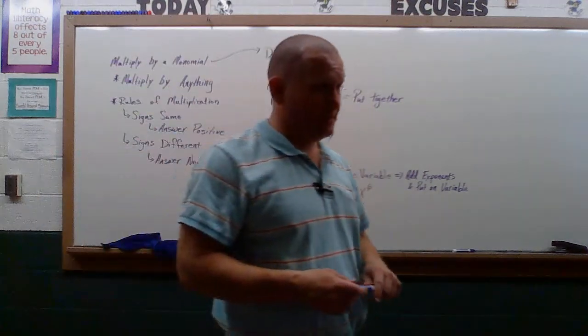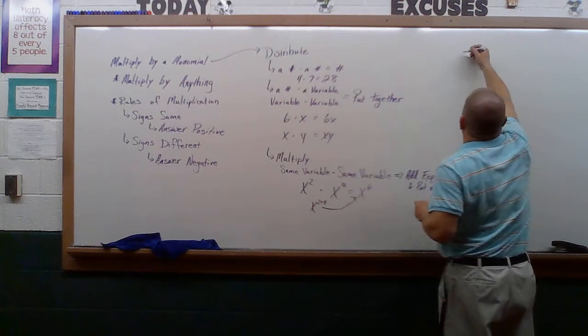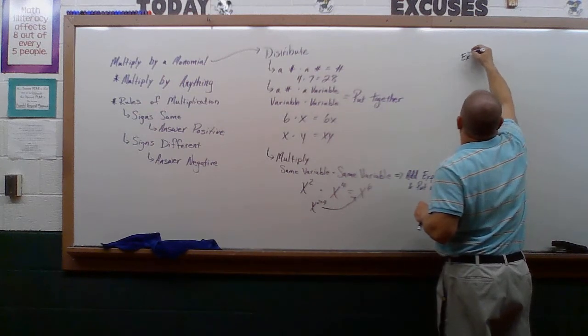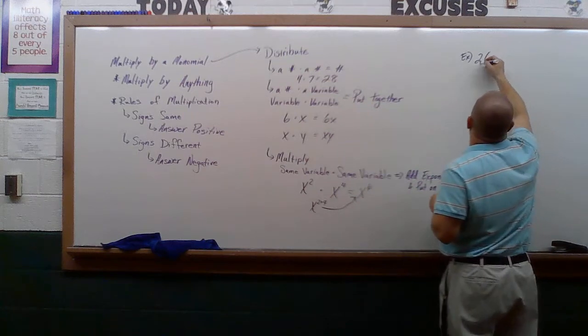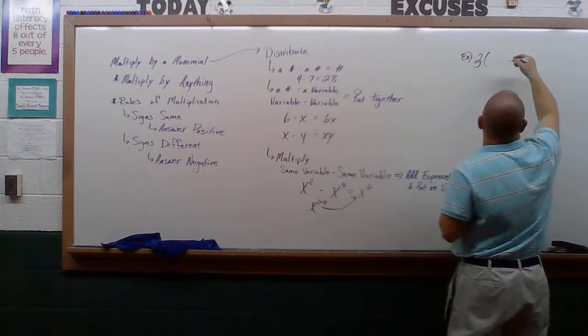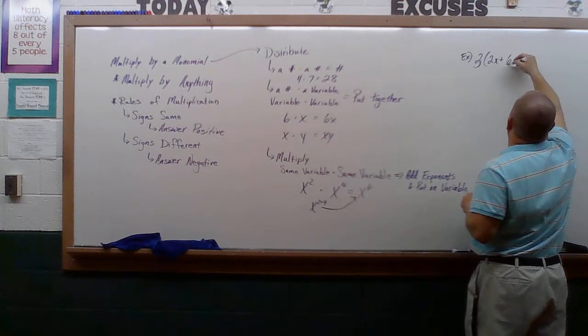Okay? But again, then you just have to realize which version of this you're doing. So, here we go. Start out with my monomial on the outside being a number. 3 times 2x plus 6y.